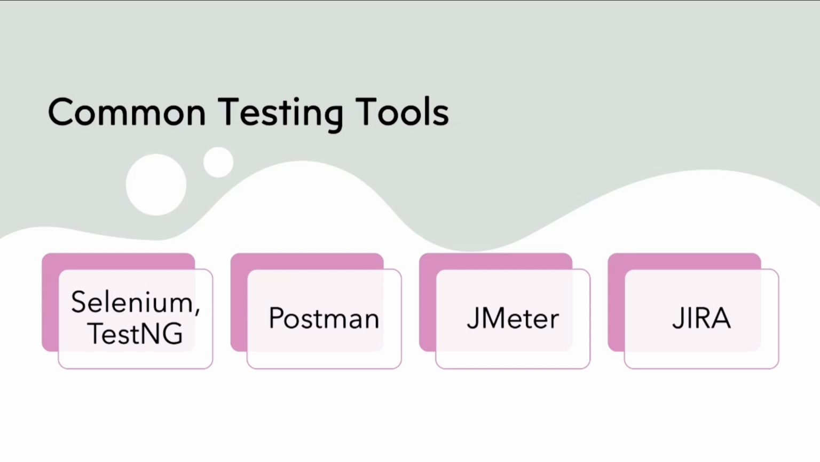And for automation, we have Selenium and TestNG. Basically for manual test case writing and all, we use Jira, and TestNG and Selenium are used for automation. For load testing and performance testing we use JMeter, and for API testing we use Postman. For API automation, we also use REST Assured. That thing I haven't included on this slide.